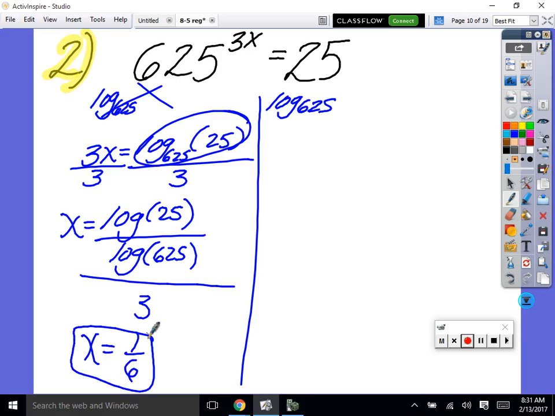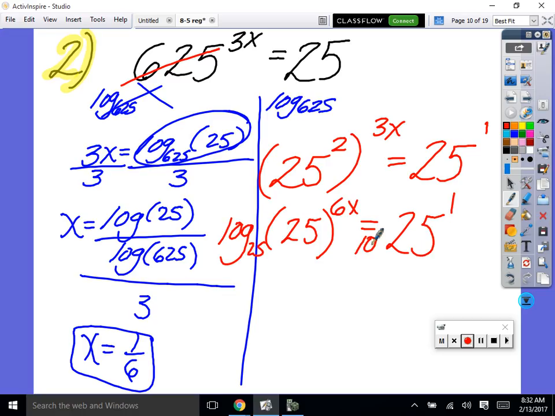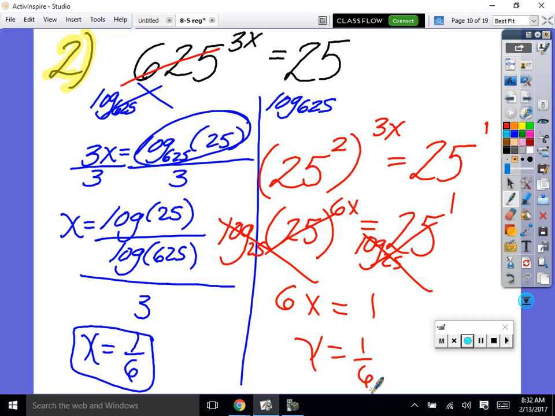Or you could have done it like this in this particular problem. Because base 625 can be written as base 25. Oh, it's 25 squared. Okay, so we can rewrite this as 25 squared raised to the 3x equals 25 to the first power, right? So then over here, we really have 25 to the 6x equals 25 to the first. Now we can undo base 25 by taking log base 25 on both sides. So now that undoes that. So we have 6x equals, that undoes that, 1. So x equals 1/6. 2 ways of getting there.